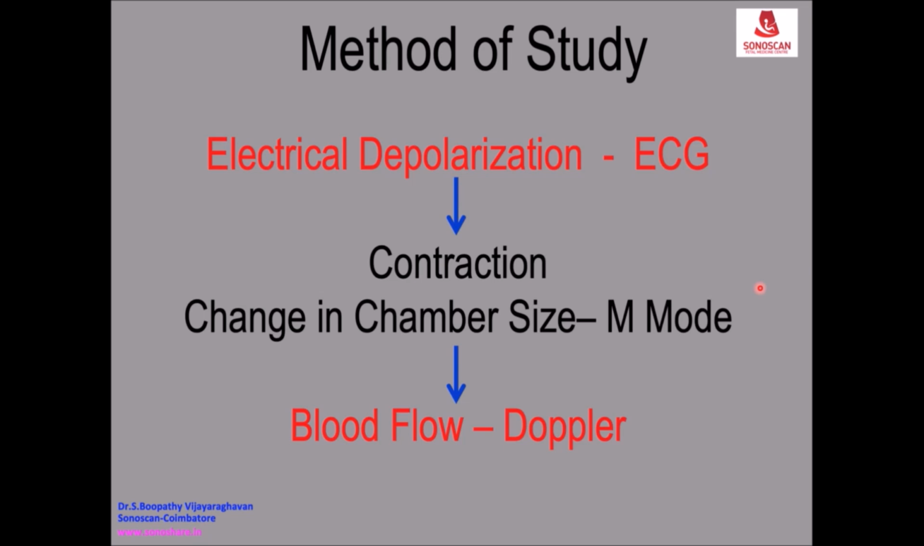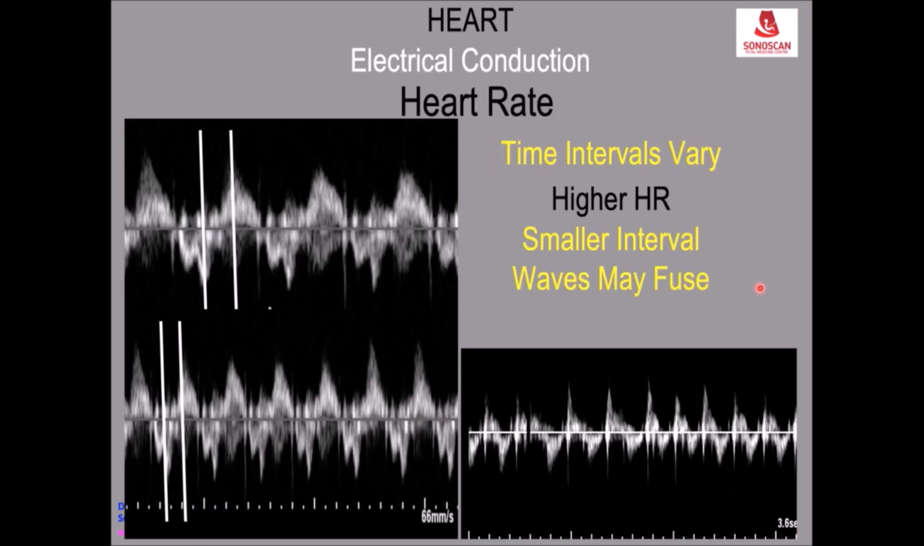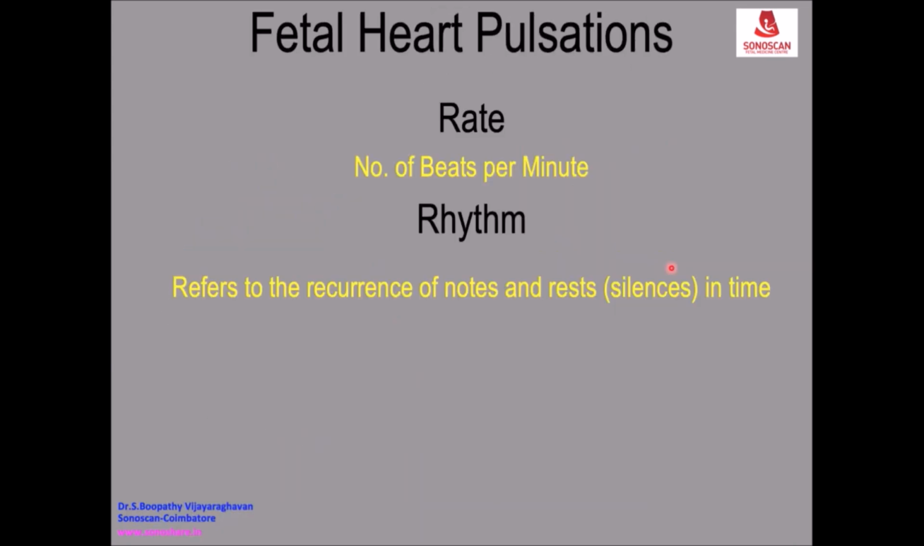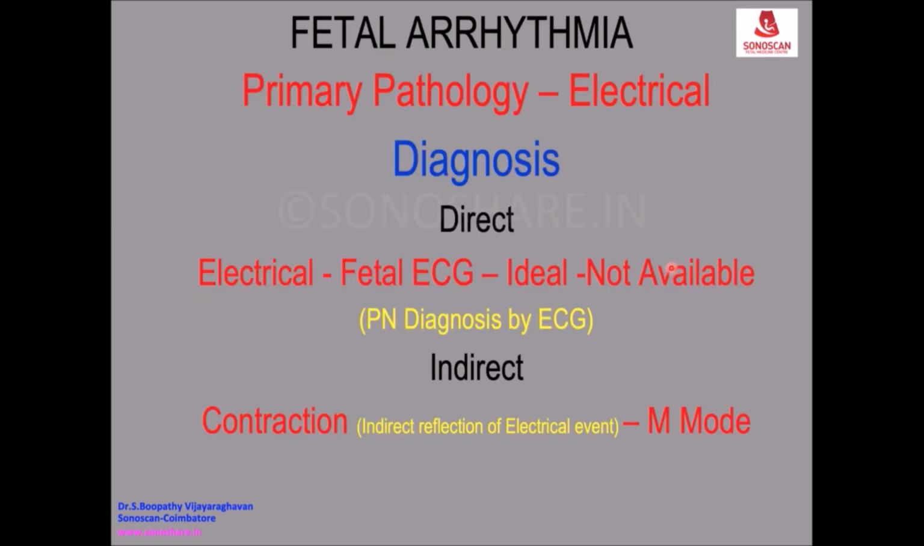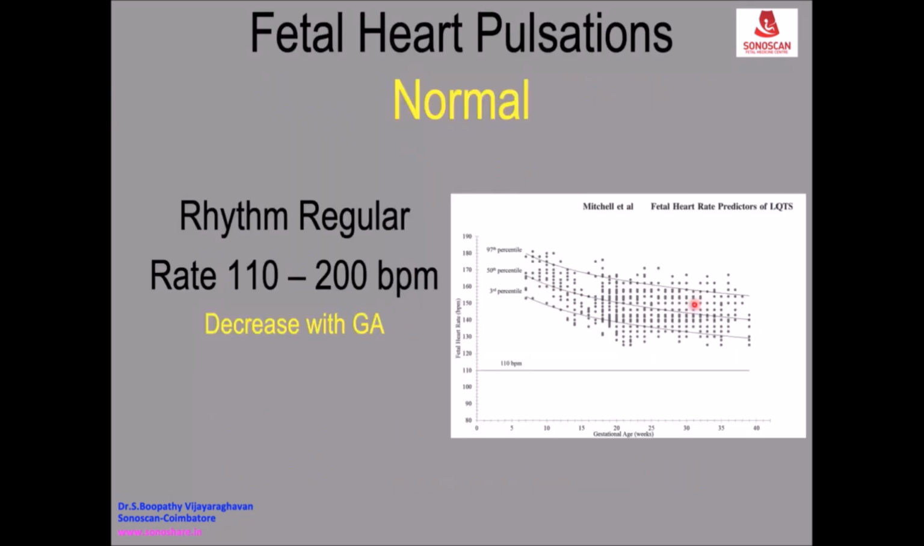The contraction of the ventricle or the atrium. So this is the effect of the heart rate on the intervals and the waveforms. The contractions recur in time, that is rhythm. And then we also have to see the atrioventricular conduction. The contraction of a chamber in turn results in blood flow, so that can be studied by the Doppler.